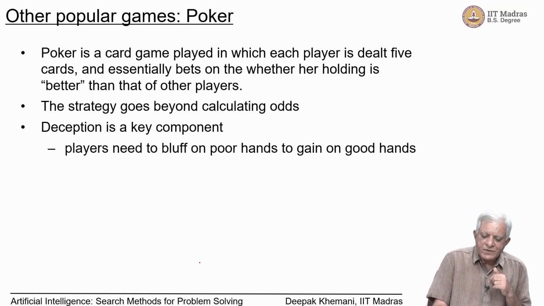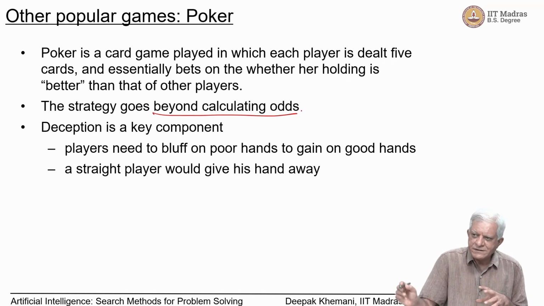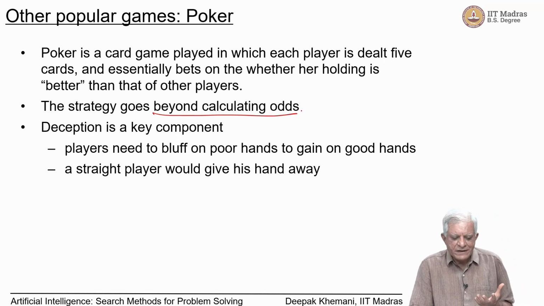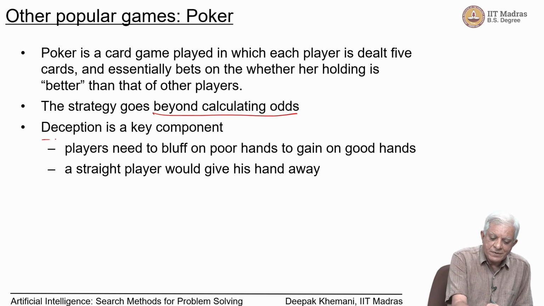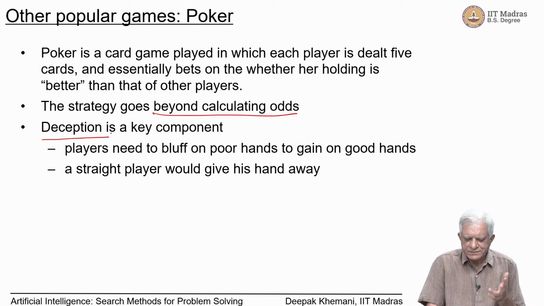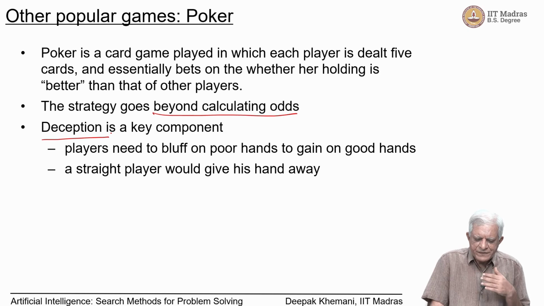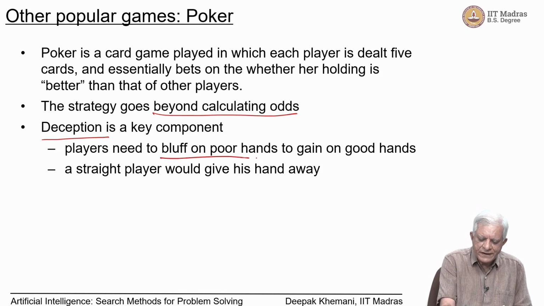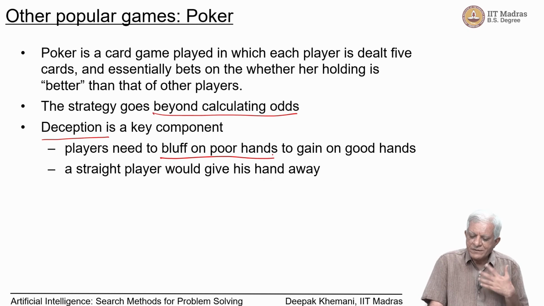But the strategy goes beyond calculating odds. Are my cards better than what the other player would have got? And deception happens to be a key component in poker, essentially. Players need to bluff on poor hands so that eventually they will be able to gain on good hands. So if you have a reputation for bluffing, then even when you are betting on a good hand, opponents might think you are bluffing and they might donate some money to you. It's a game which involves points which are converted into money.